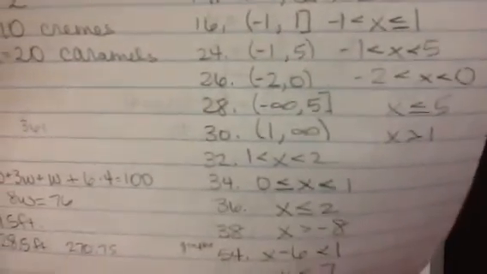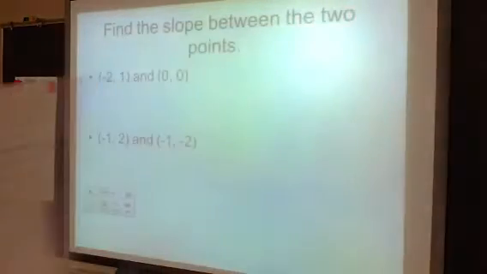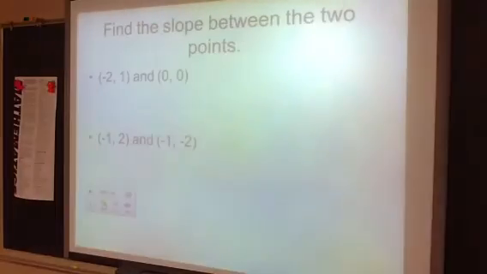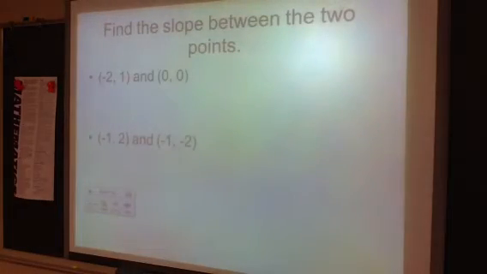32, I got 1 is less than x, which is less than 2. Or if you did the interval notation, you would say 1 to 2 with parentheses. 34, we have 0 is less than or equal to x, which is less than 1. So 0 to 1, 0 has a bracket, 1 parentheses. 36, we got x is less than or equal to 2. So negative infinity to 2 with a bracket on 2. 38, x is greater than negative 8. So negative 8 to infinity, negative 8 has a parenthesis.